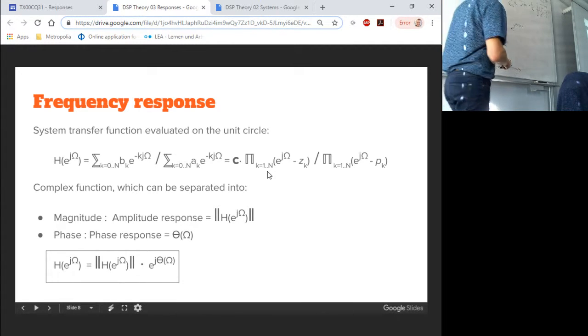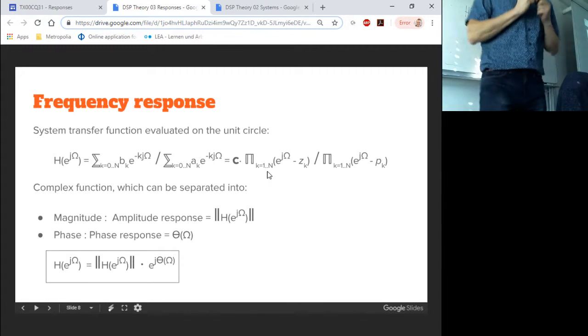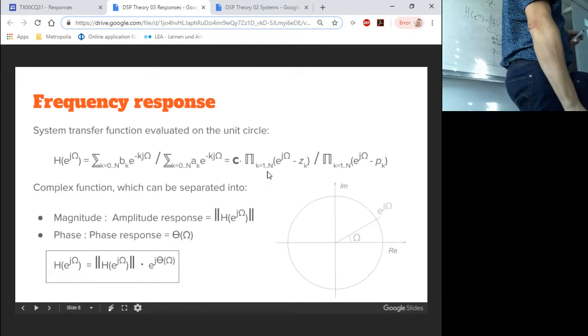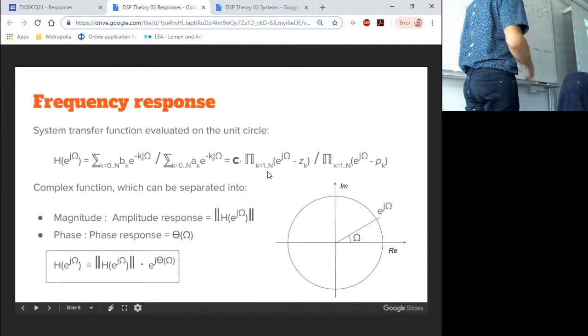Okay, amplitude response. Then the other part is phase response. This part, theta omega, is the phase response, which has a meaning which comes later. Okay, magnitude response.